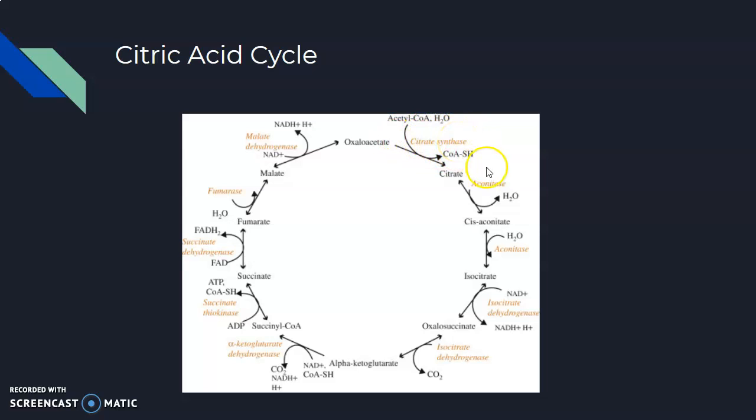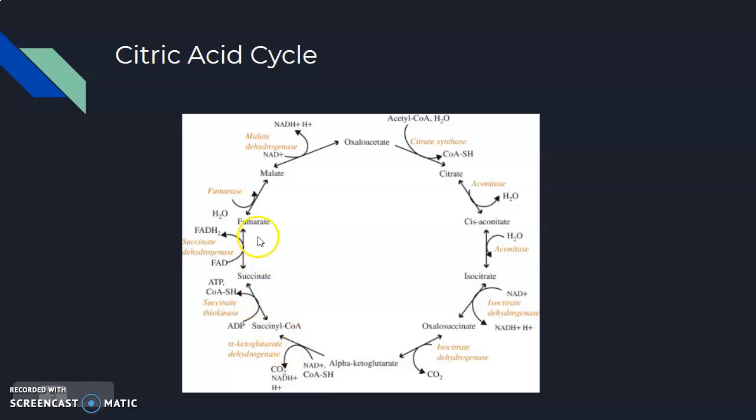Then it can enter the citric acid cycle here, and we'll consider citrate synthase step 1, and then aconitase would be step 2, and so on and so forth until we get to isocitrate dehydrogenase, where we see NAD+ through dehydrogenase being converted to NADH. And then we'll continue on to where we see alpha-ketoglutarate convert to succinyl CoA, where again we see NAD+ becoming NADH.